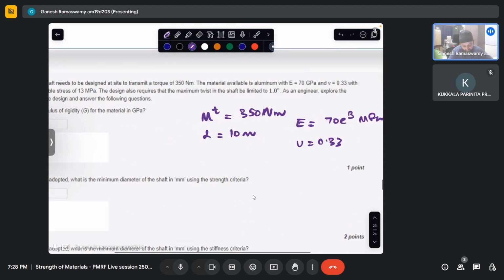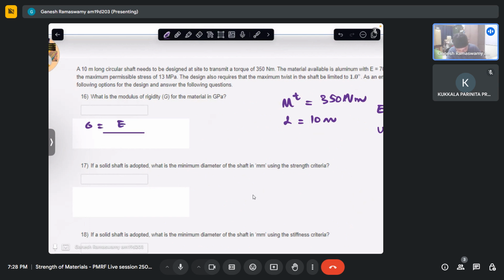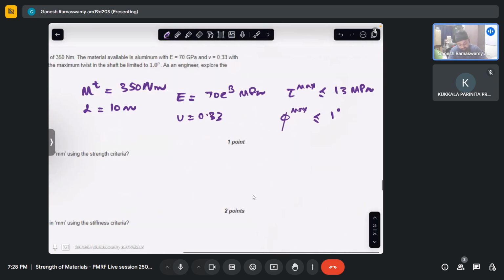As an engineer, explore the following design options for the design and answer the following questions. So we have been asked to design this. So what is the modulus of rigidity? This is clear. This is G is E by 2 into 1 plus mu. I won't solve this because we have done this a number of times. If a solid shaft is adopted, what is the maximum diameter of the shaft using the strength criteria? Strength meaning stresses should be within the limit. Stiffness criteria meaning deformation should be within the limit.